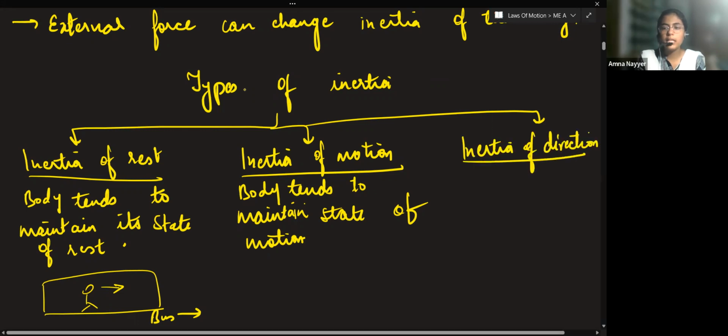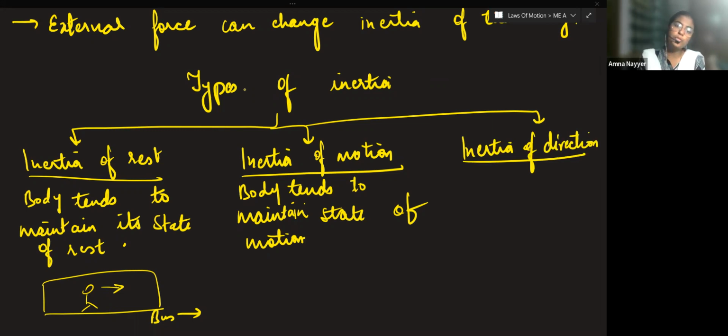Now, inertia of direction means if I am moving towards the right, I will tend to keep moving towards the right. It means in a straight line. For example, if I am moving in a straight line, my tendency will be to keep moving in a straight line, unless and until some external force pushes me to move towards the other side. So this tendency to maintain the state is known as inertia of direction. If the external force is not present, you maintain your same direction.